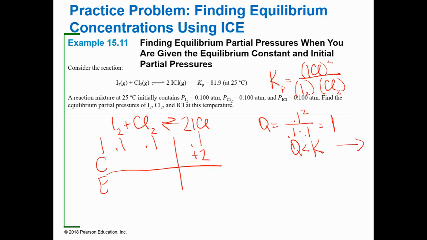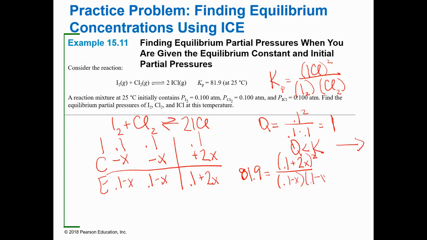So this is going to be plus x on the product side and minus x on the reactants. Plus x on the products, minus x on the reactants. So I set it up: 81.9 is equal to 0.1 plus 2x squared, over 0.1 minus x, and then 0.1 minus x. Okay, this one's a little different, because if I cancel out my x's now, everything goes away. So we are going to go ahead and look at what they do.